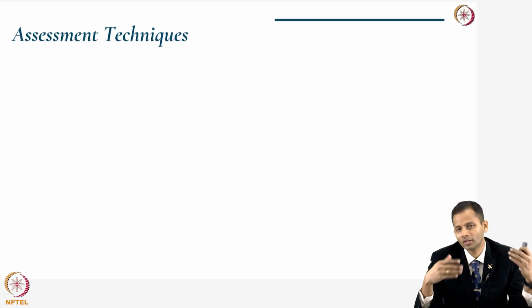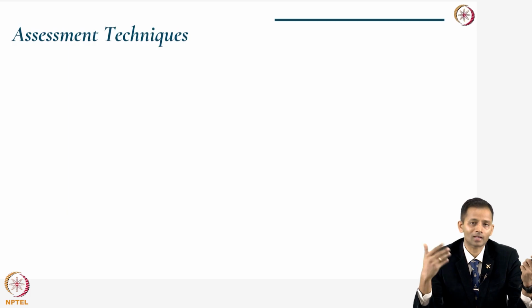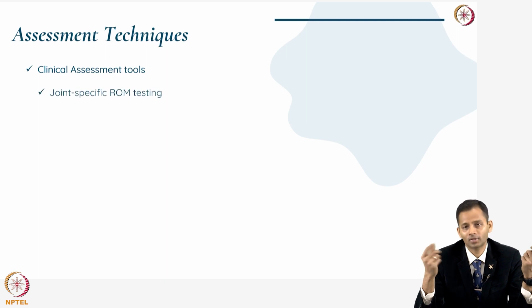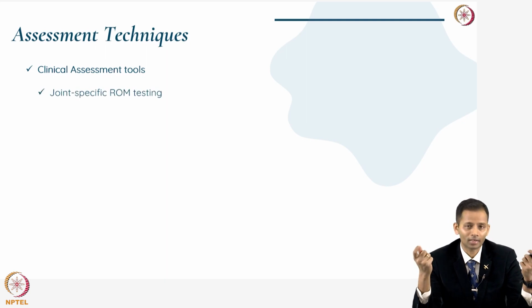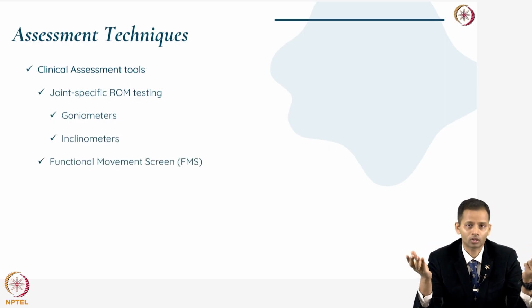So now moving on to the important crux of this particular lecture, that is assessment techniques. How do we assess joint mobility? There are various tools to assess joint mobility. First is to know the joint specific range of motion testing, right? So that can be objectively measured using instruments called goniometers. So goniometers help in measuring the joint angle. You can also measure the joint angle using an inclinometer, which is gravity based measuring equipment.